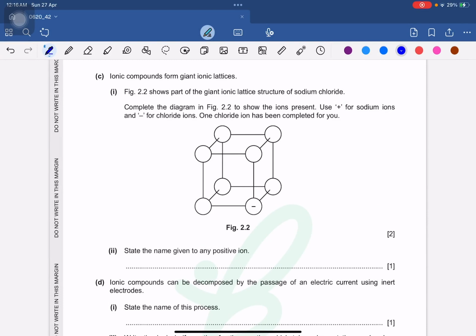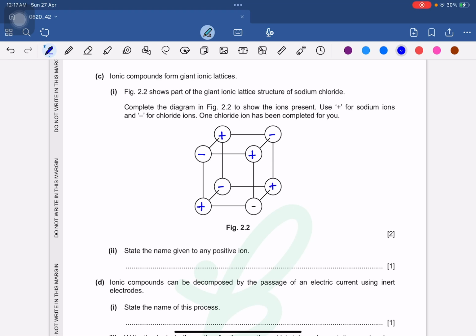The question says, ionic compounds form giant ionic lattice. The figure shows part of giant ionic lattice structure of sodium chloride. Complete the diagram to show ions present. Use plus for sodium ions and minus for chloride ions. So for this, ionic lattice has alternate positive and negative ions. So in that case, this will be a positive, this will be a negative, this will be a positive. Similarly, this will be a negative, this will be a positive, this will be a negative, and this will be a positive.